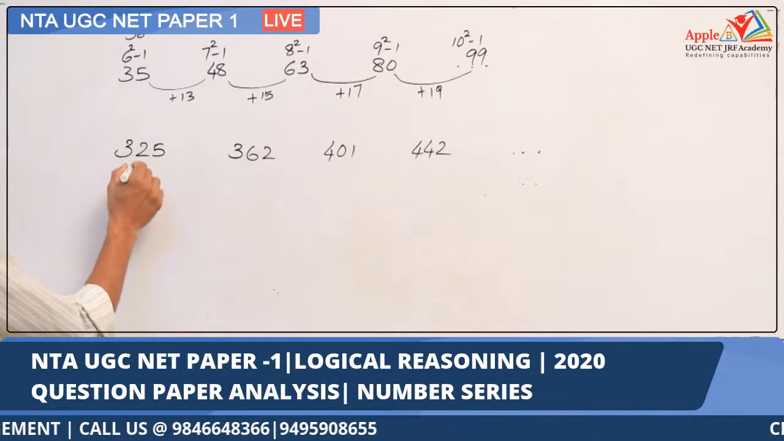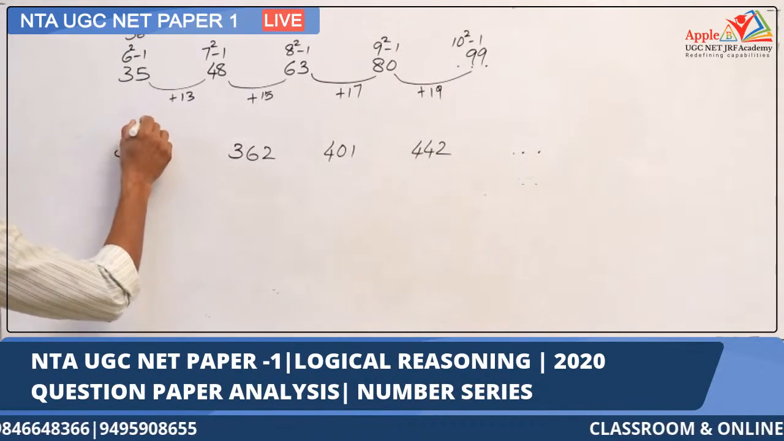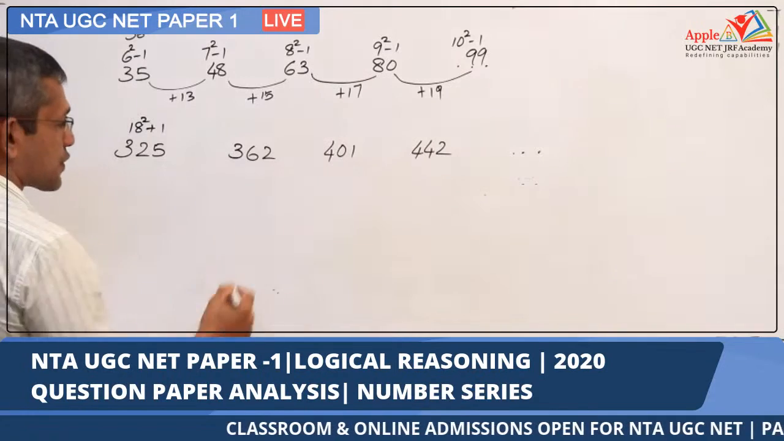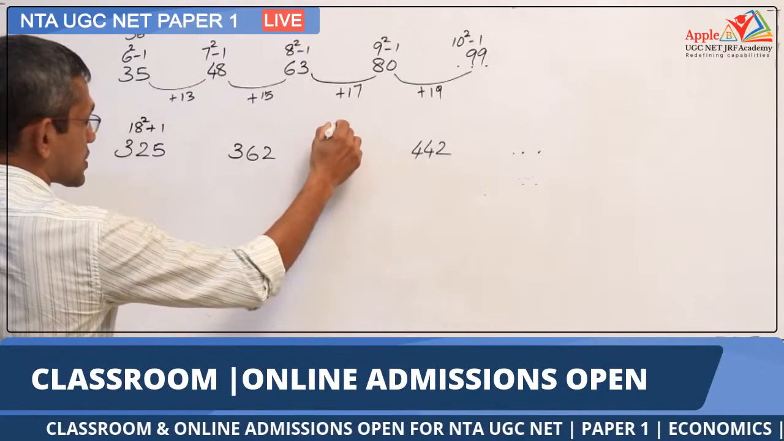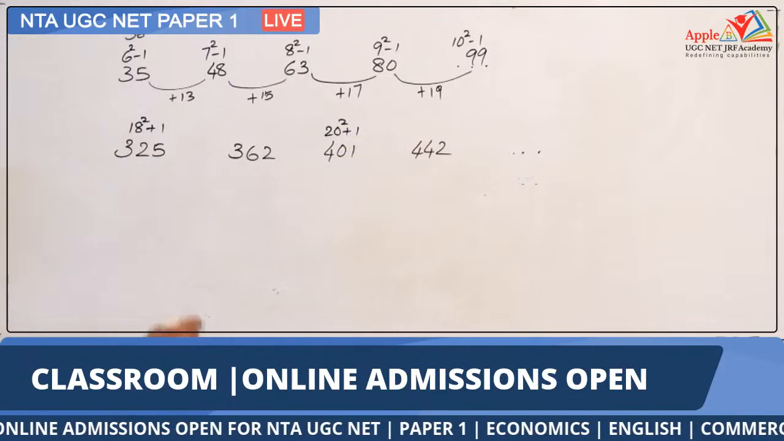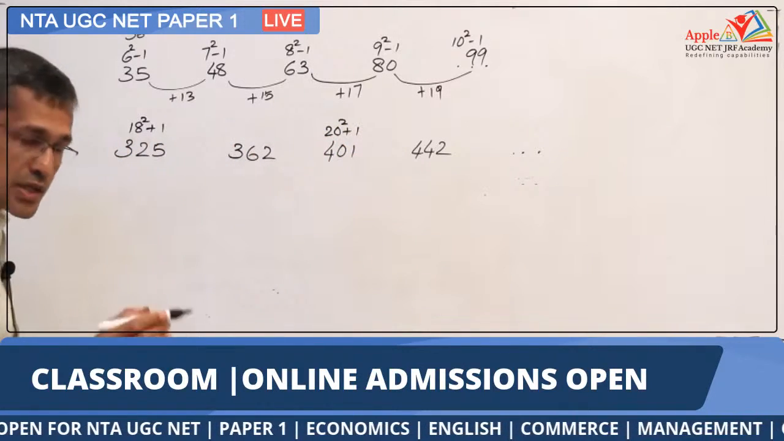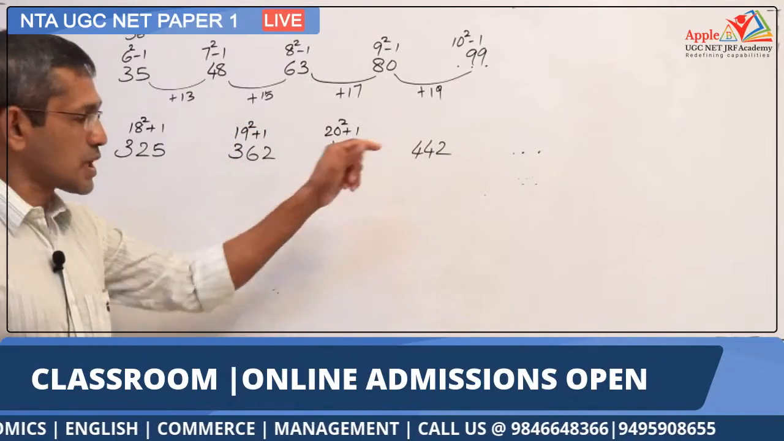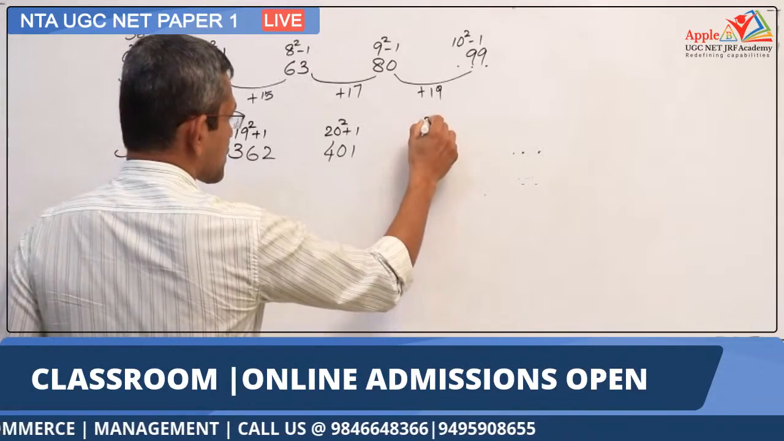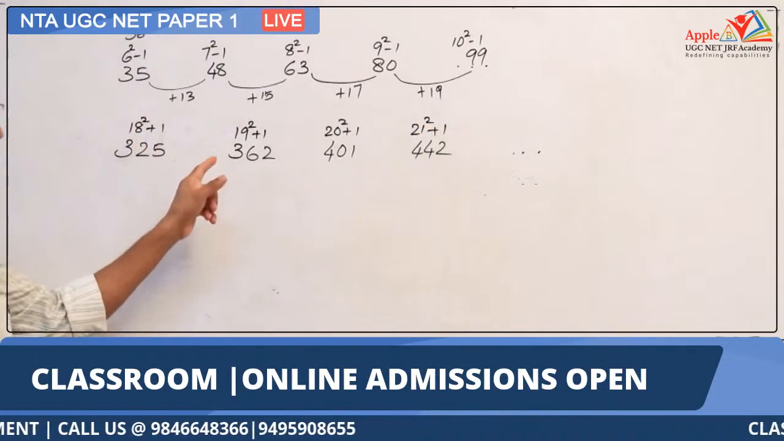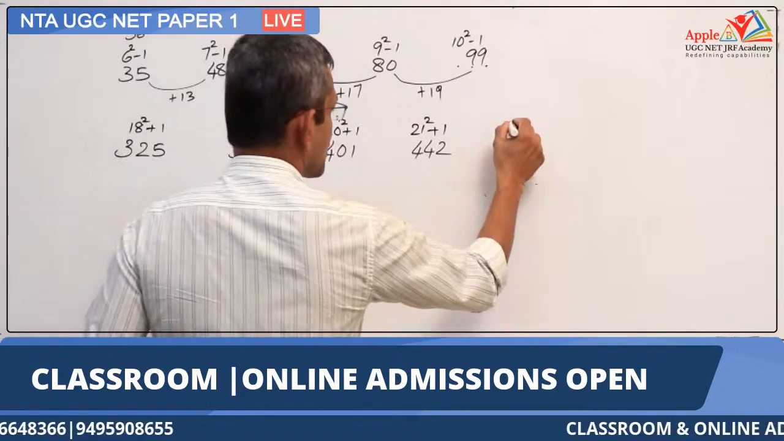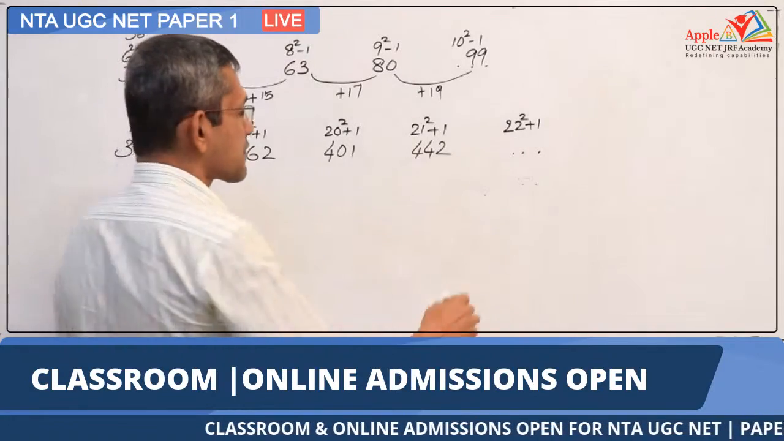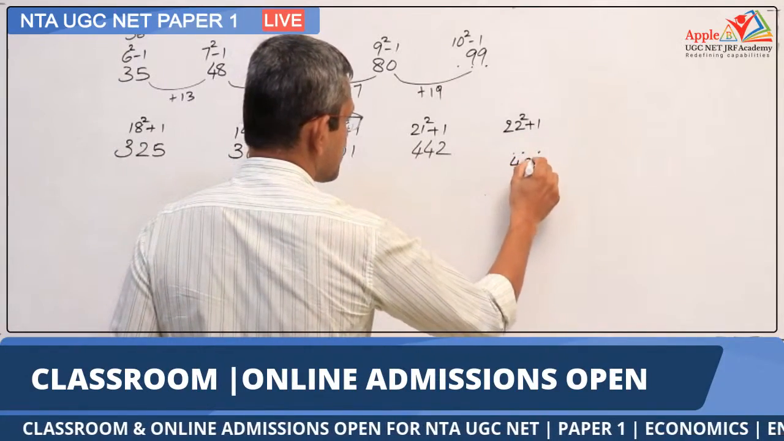Other than that, 325, at a glance, I can see that it is 18 square. 18 square is 324. So this is 18 square plus 1. 362. Then 401, that is 20 square. 20 square is 400. So 20 square plus 1. Naturally, this one would be 19 square plus 1. 19 square is 361 plus 1. Then 442, 21 square plus 1. So we have 18 square, 19 square, 20 square, and 21 square. Next one must be 22 square plus 1. 22 square is 484. 484 plus 1, 485. The answer must be 485 here.